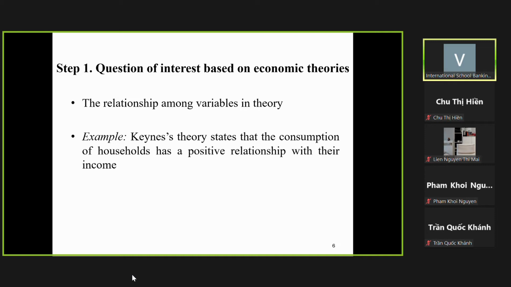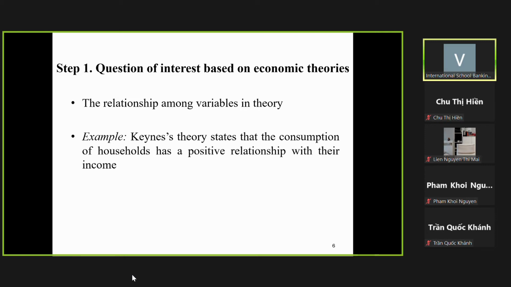So now we want to test these theories in the present time, in real life, or in the case of Vietnam at the present time. That means we need to collect the data of the households on consumption and income, for example, in Vietnam in year 2020. So we want to test these theories in this time and in the case of Vietnam. So this is the question of interest or the topic we want to analyze.